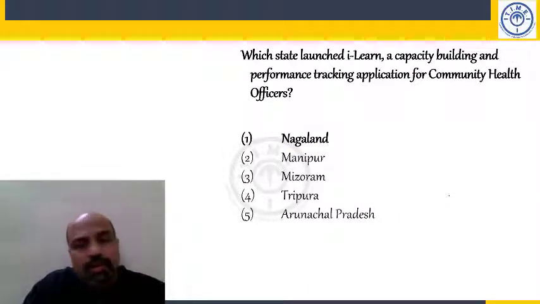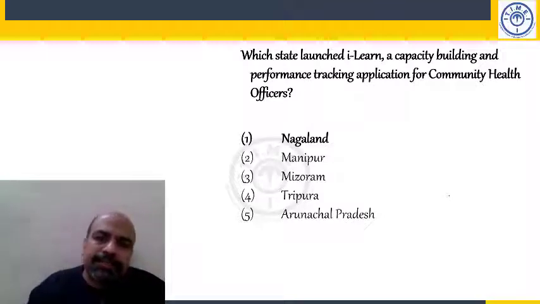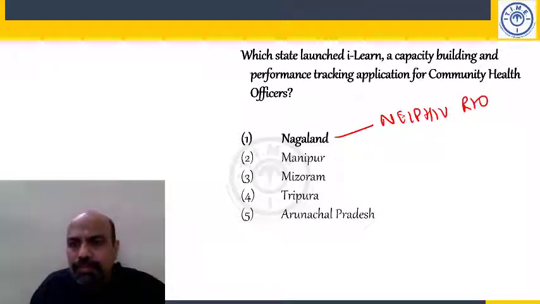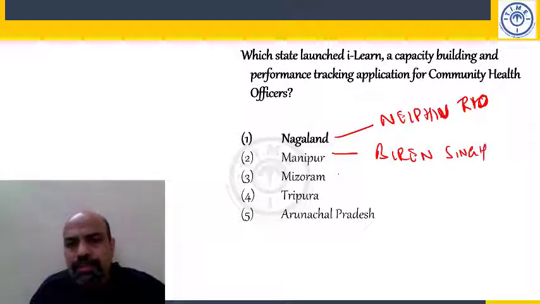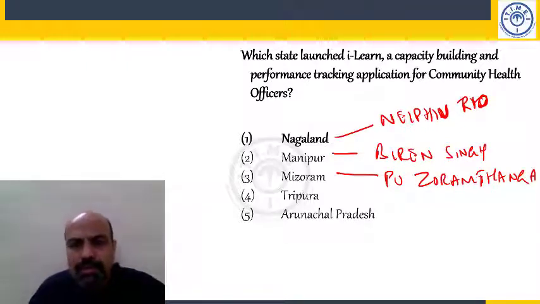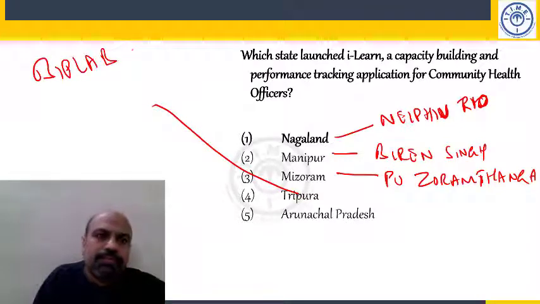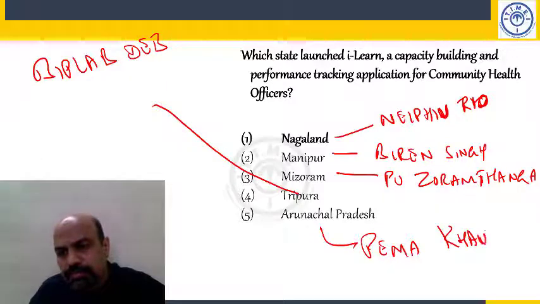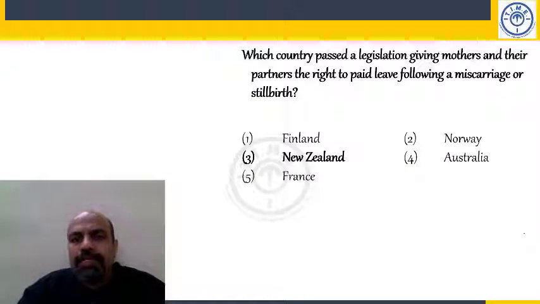Next. Which state has launched iLearn, a capacity building and performance tracking application for community health workers, health officers? Nagaland. I am not going to discuss this in detail, except that the name of the chief minister here is Neiphiu Rio. Manipur, Biren Singh, chief minister. Mizoram, Pu Zoramthanga. Tripura, Biplab Deb. Arunachal Pradesh, Pema Khandu.